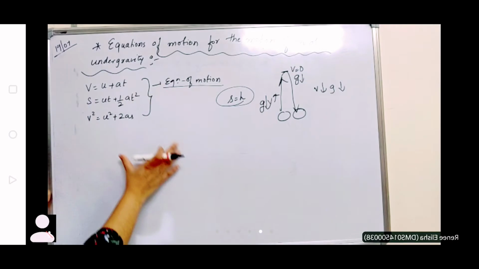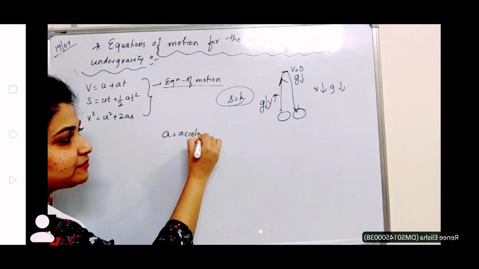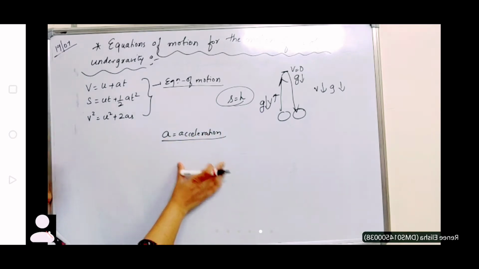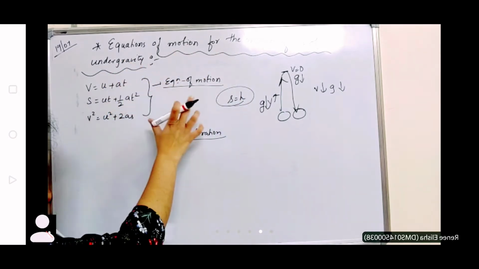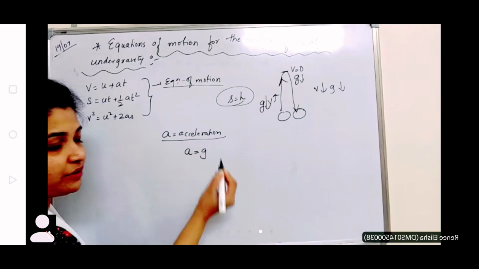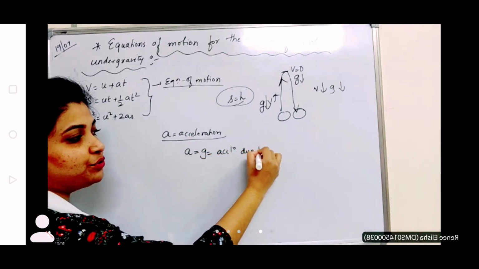Now, in equations of motion, we used to take A as acceleration, right? But when I'm talking about equations of motion and the motion of an object under gravity, how is the motion under gravity? Here A may be in the form of g. g is called acceleration due to gravity.